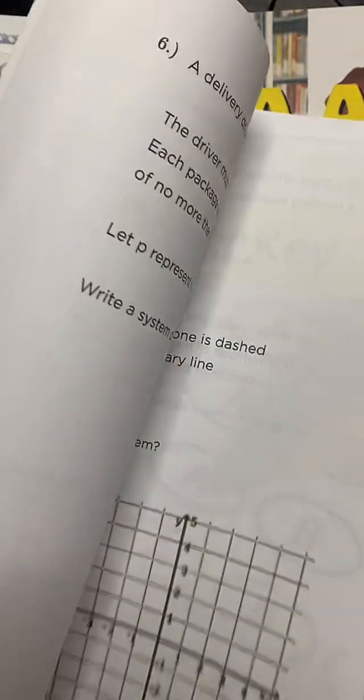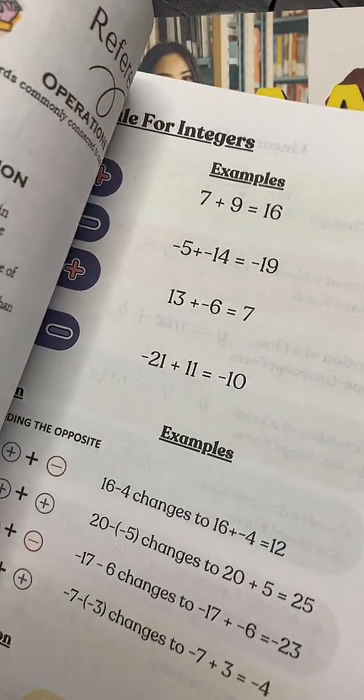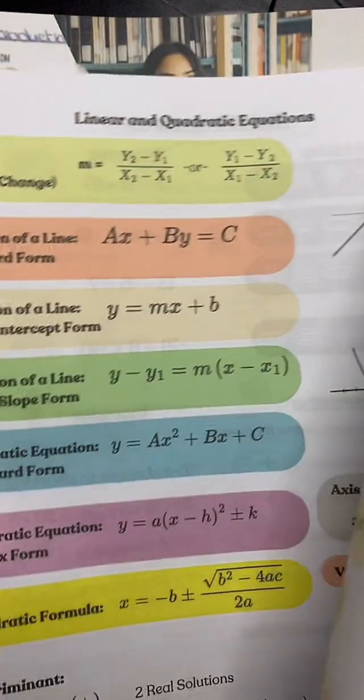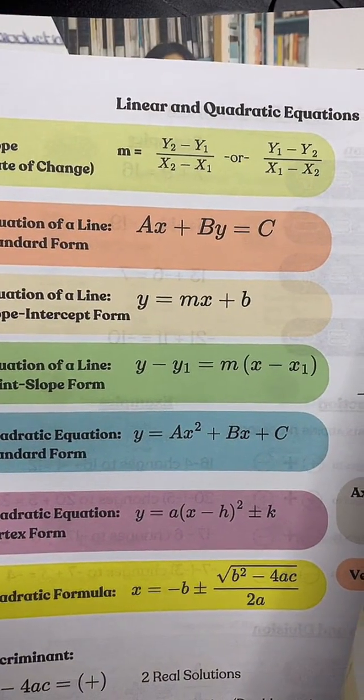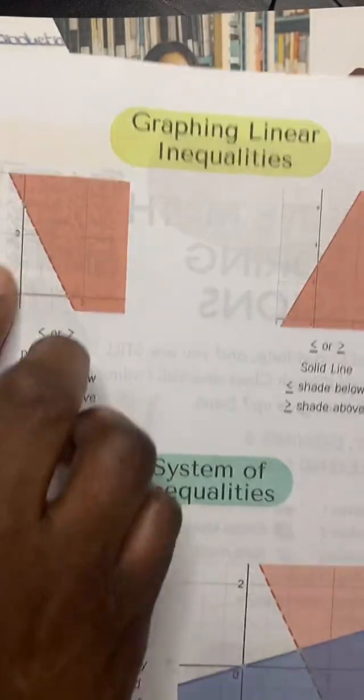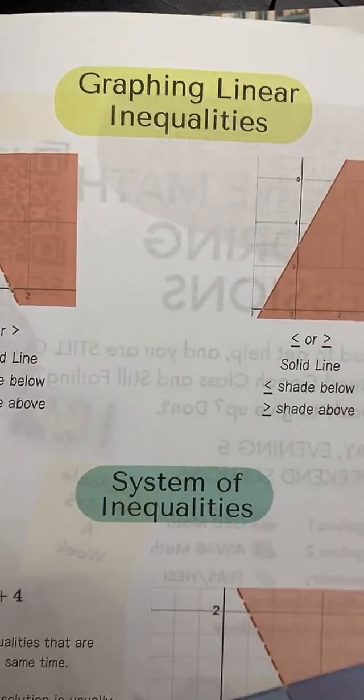And each of the volumes, you all get basically all the resource pages that you're going to need to help you with this volume. So it's not like, okay, go ahead, defend for yourself. Looking at all the different linear and quadratic equations, looking at the discriminant, properties of exponents, order of operations, especially when you get later on. Graphing the linear inequalities.